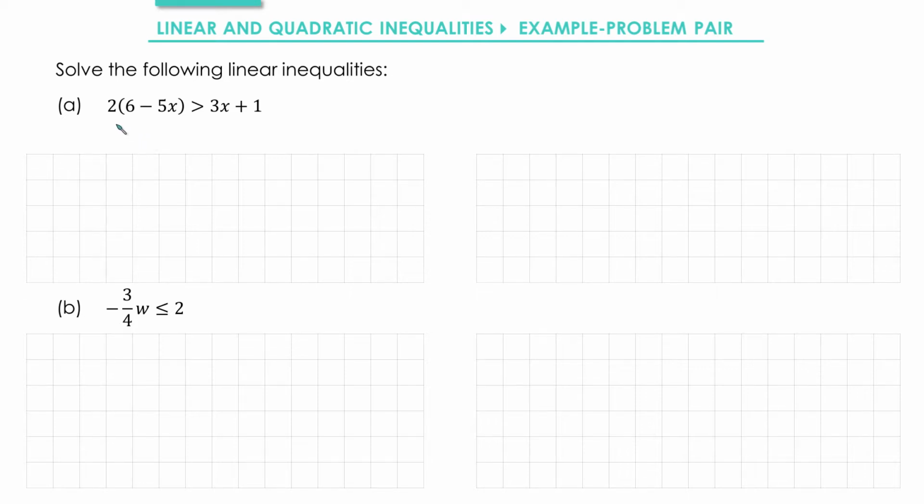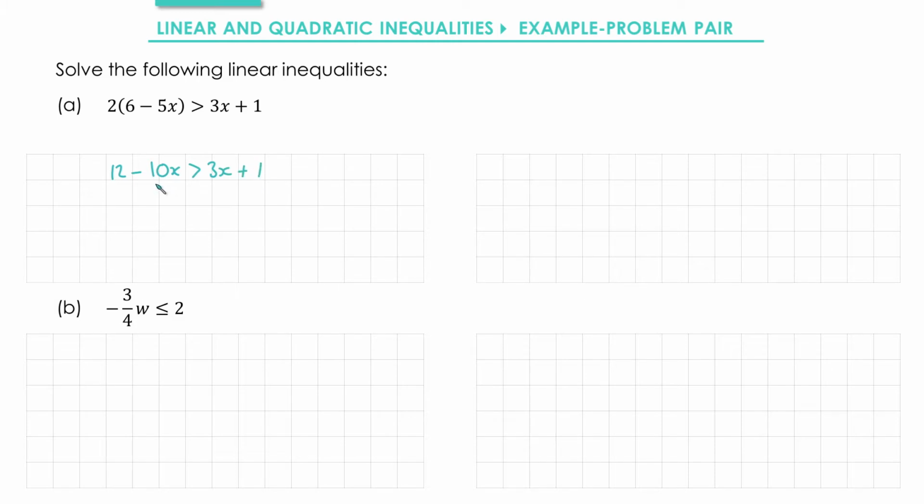In the first one, we've got 2 multiplied by 6 minus 5x is greater than 3x plus 1. Let's start by expanding out the brackets on the left hand side. That gives us 12 minus 10x is bigger than 3x plus 1.